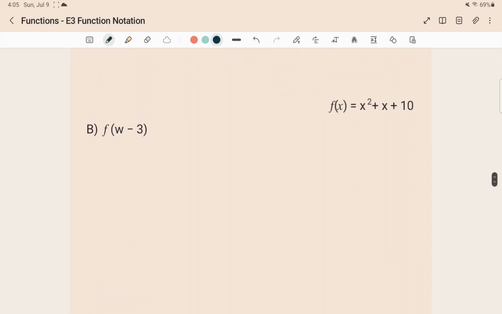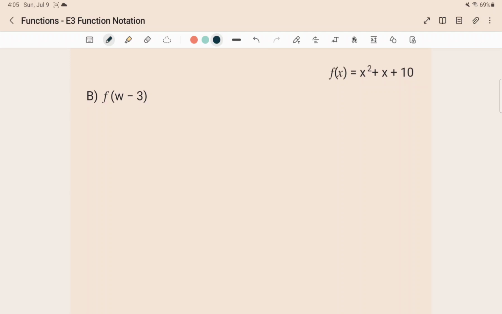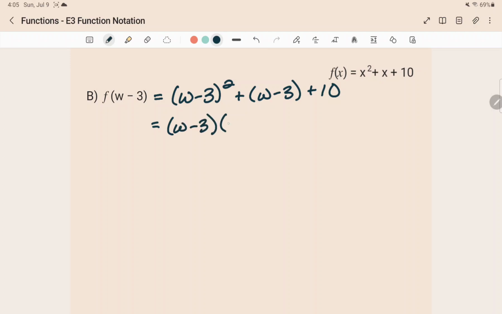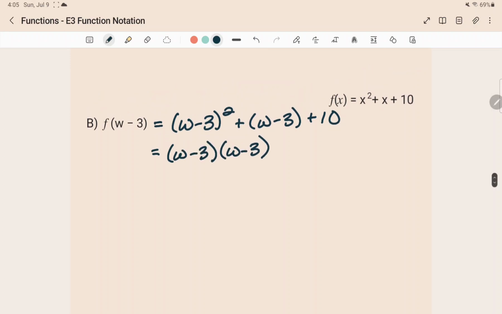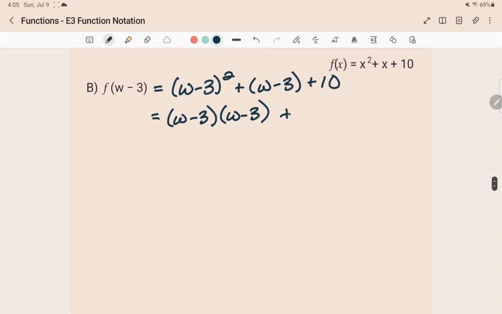Let's try another one. Same initial function, but now f(w minus 3). Same thing. Everywhere I see an x, I'm going to plug in w minus 3. So (w minus 3) squared plus (w minus 3) plus 10. And now I simplify. Remember that (w minus 3) quantity squared means (w minus 3) times (w minus 3). You can't distribute that square. Plus another w minus 3, which doesn't need to be in parentheses, and plus 10.